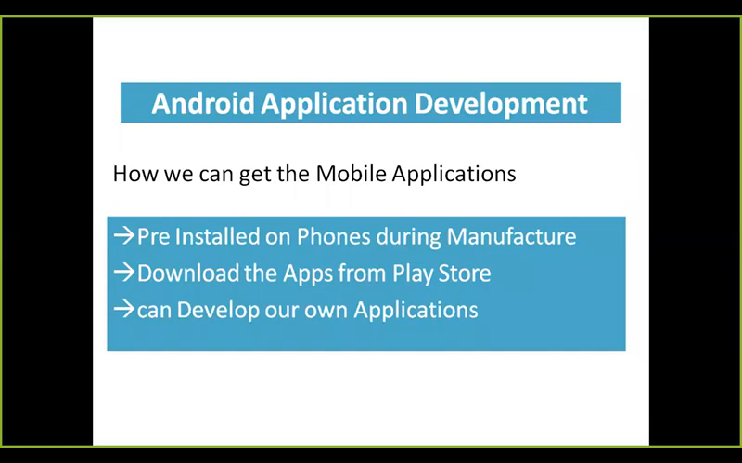So if anyone asks how many ways we can get mobile applications, the answer is three ways. One is pre-installed mobile applications on your Android device at the time of manufacture. The second way is we can download mobile applications from the Play Store. And the third way is we can develop our own applications. That is what we have discussed right now.